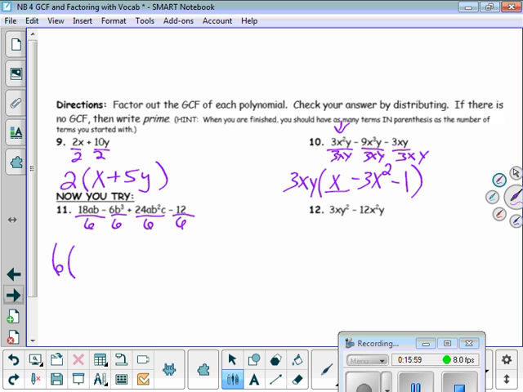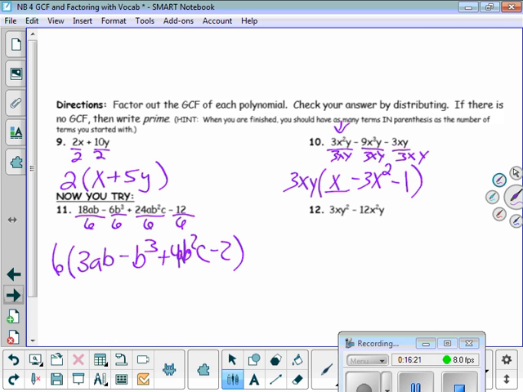18ab divided by 6 is ab. Negative 6 divided by 6, so negative b cubed. 24 divided by 6, 4a, whoops, lost my a, b squared c. Negative 12 divided by 6.